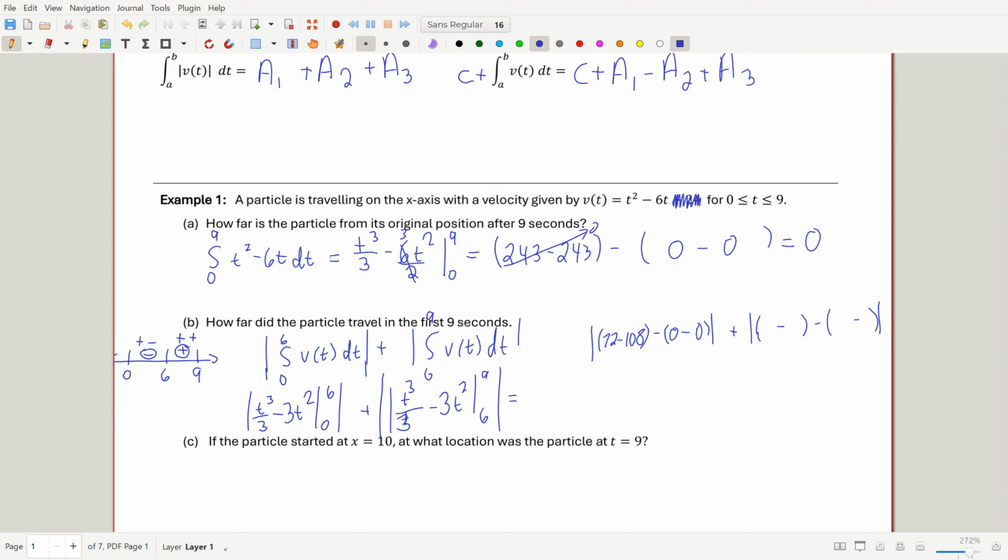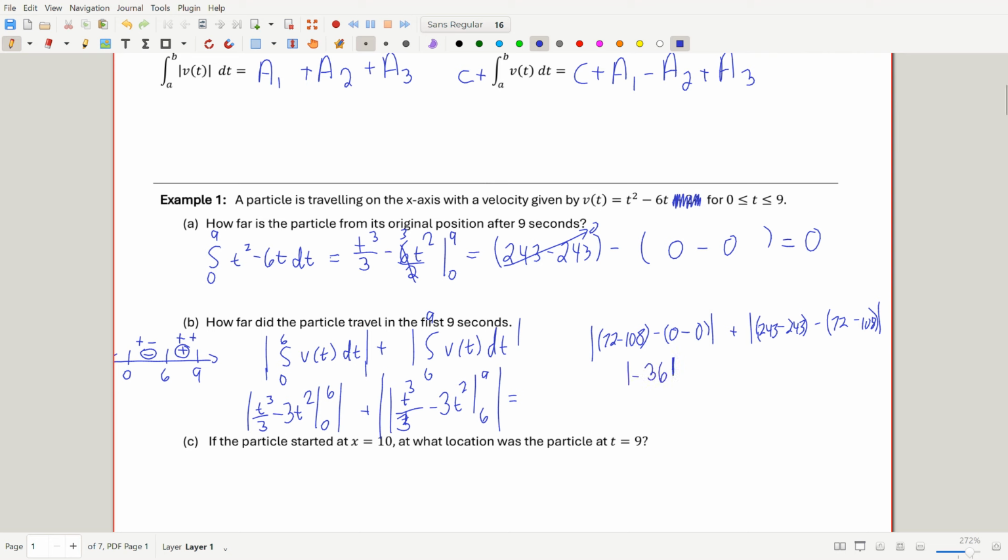There's another spot where I'm going to plug 6 in, but it's not going to be till the end here. Here we've got the 9, but we've already done that before. 9 gives us 243 minus 243. And then the 6 is the 72 minus 108 again. That wasn't too bad. And 72 minus 108 is negative 36. So in this case, we have the absolute value of negative 36, which should match because we said we were going to the left from 0 to 6.